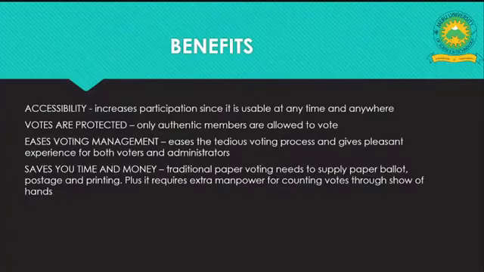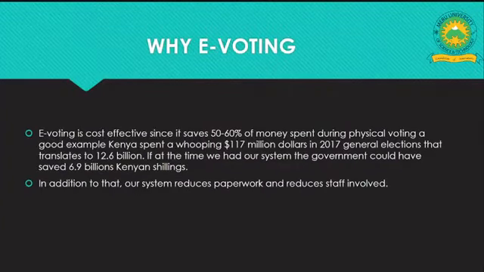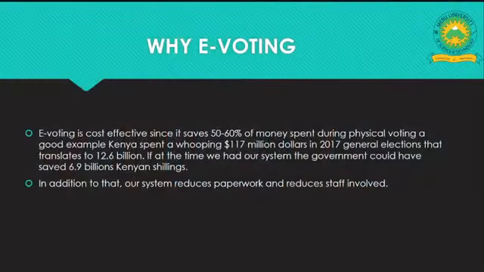The aim of coming up with such a system is that we want to come up with a corporation that manages elections. For example, statistics show in 2017, the government used a whopping 117 million in doing that voting exercise. And if our system had been in place at the time, it could have saved about 50 to 60% of the money that was used. And again, our system is effective and time saving.